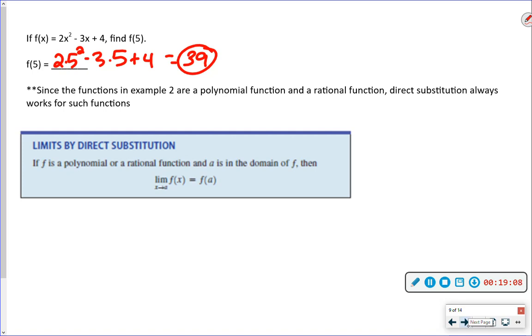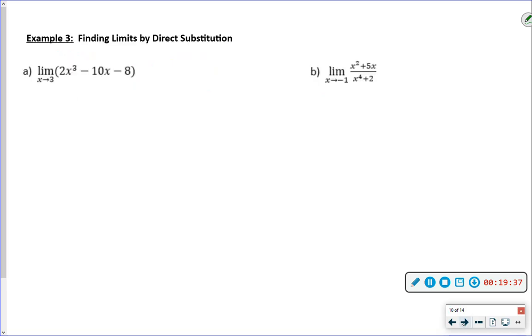So direct substitution only works on polynomial functions, which is like 2x squared minus 3x plus 4. That is a polynomial, a sum or difference of monomials, and rational functions. And remember, rational functions are written as fractions. Clearly there are other functions where direct substitution would not work. We have other tools and methods we will use on those.